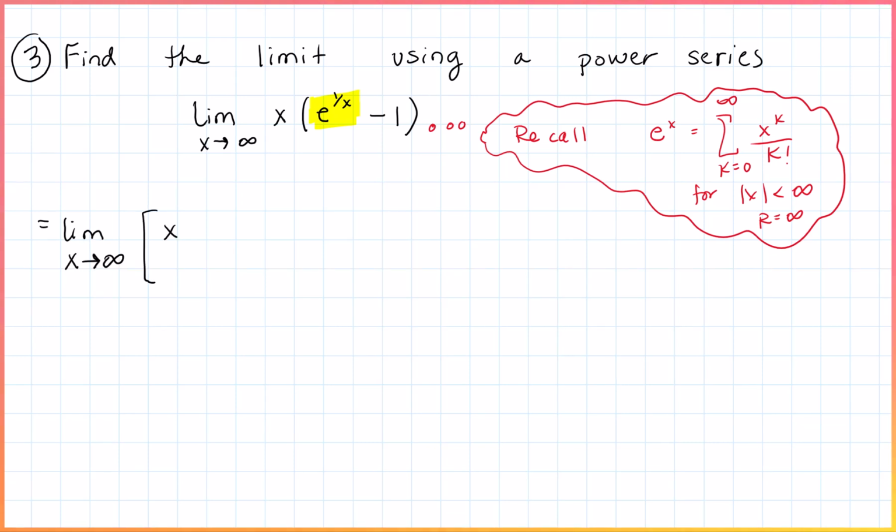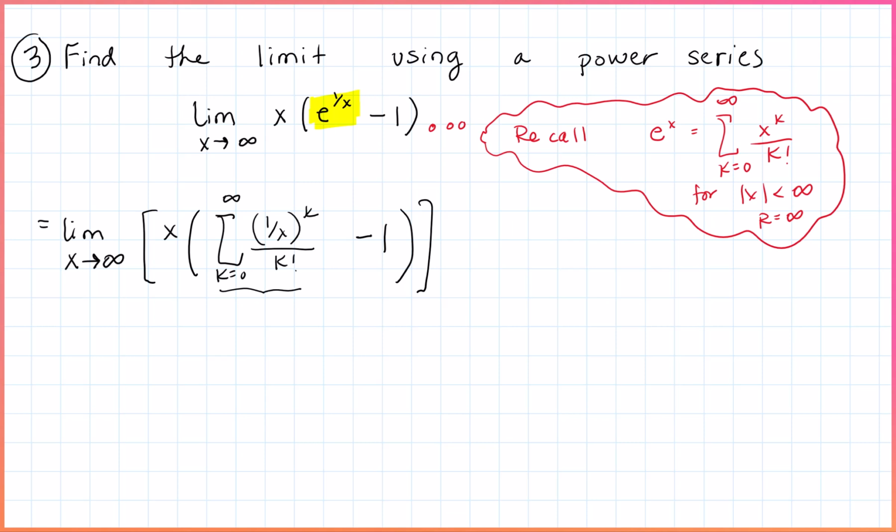We've got x times, now let's plug in our power series representation for e to the 1 over x. So e to the x, I already wrote our little recall here. e to the x is the sum of x to the k over k factorial. So we're plugging in 1 over x. So that becomes 1 over x to the k all over k factorial from k equals 0 to infinity. Then we're going to subtract 1, multiply it by x, and take the limit.